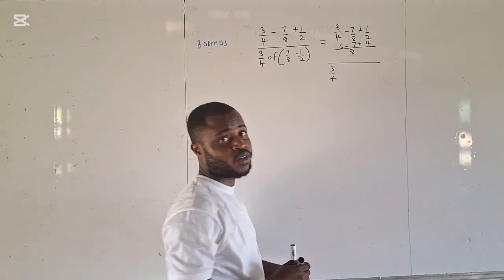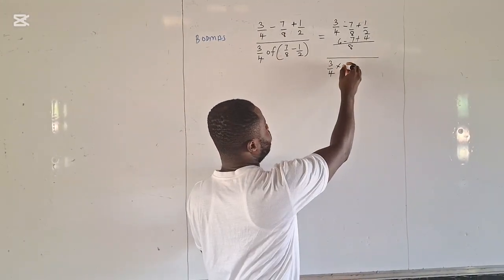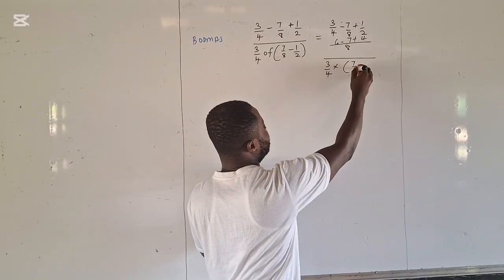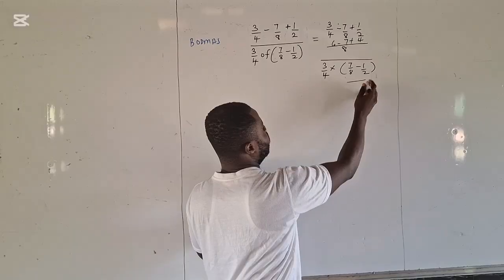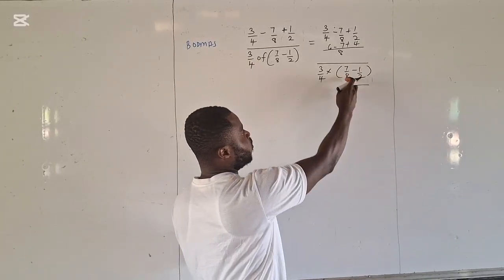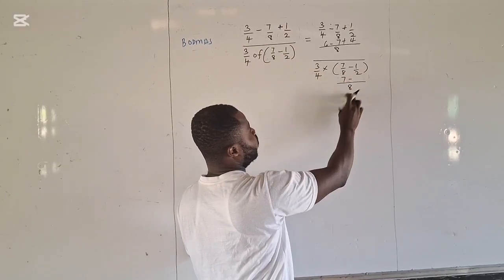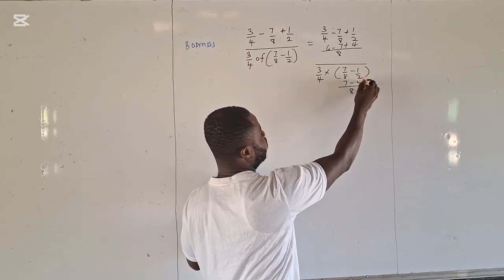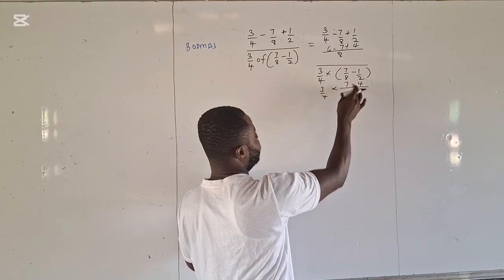And I said in my previous video that when you see of, quickly change it to times. Then we solve the one in the bracket here first. So bracket first here, the LCM is going to be 8. 8 going into 8, 1 times 7, 7. 2 going into 8, 4. 4 times 1, 4. So we have our 3 on 4 times this.